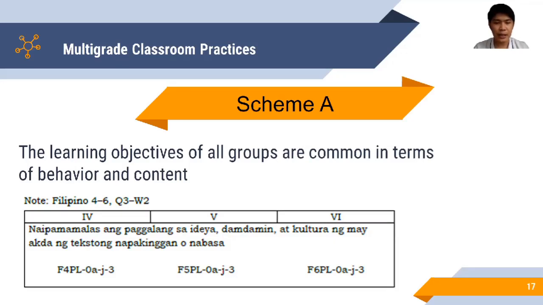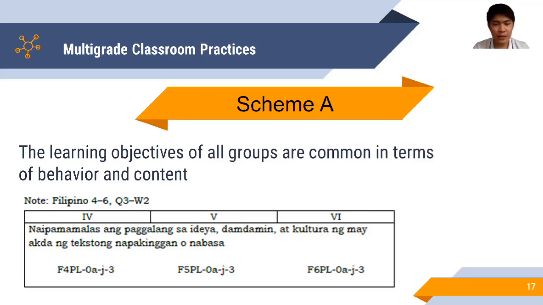So meaning to say, the learning objectives of the grade levels, for example, 3 grade levels, are common in terms of behavior and content. So the teacher can use scheme A lesson plan, wherein the objectives are the same and common in terms of behavior and content for all lessons of the 3 grade levels. So the teacher will use scheme A para mas madali.